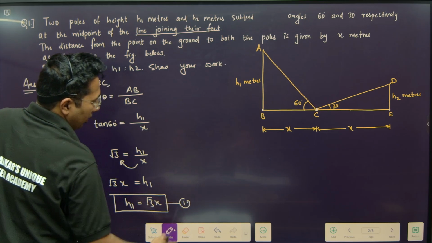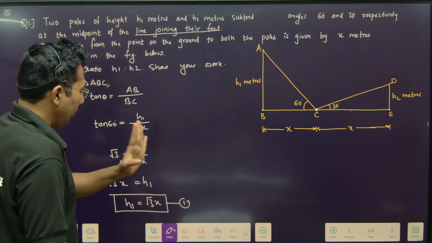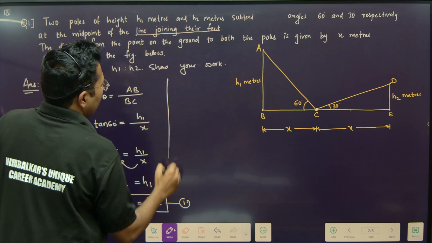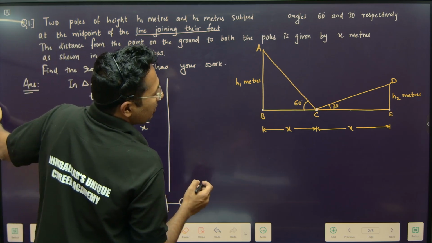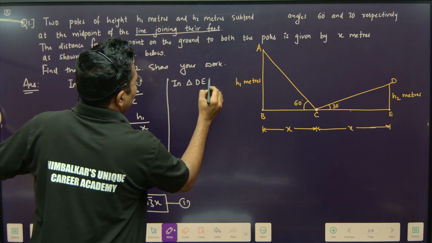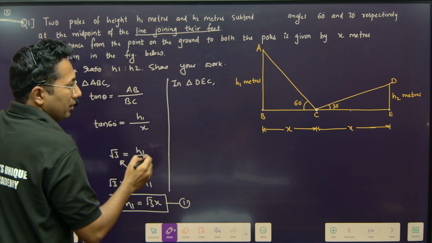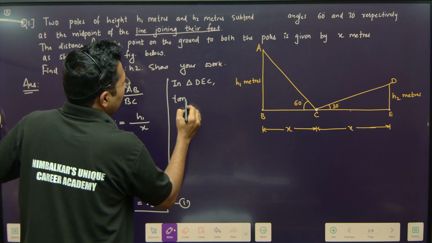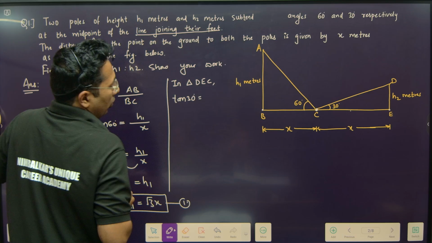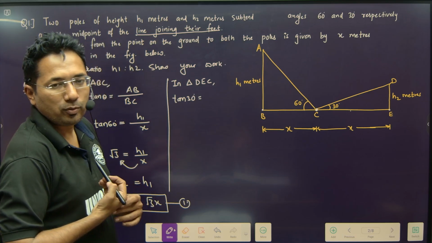Equation number 1. You can write equation 1, whatever you feel like. Now going to the other triangle. The triangle's name is DEC. In triangle DEC, again which formula? Tan theta. Tell me, what is tan 30 degrees? Tan 30 is opposite upon adjacent.